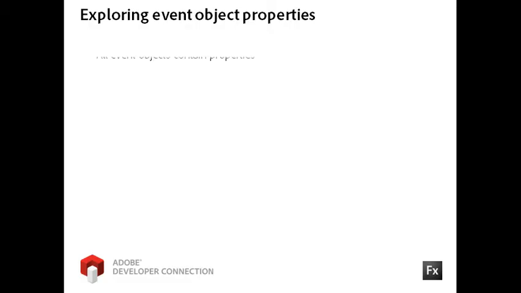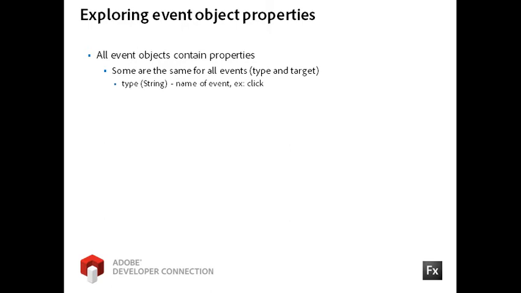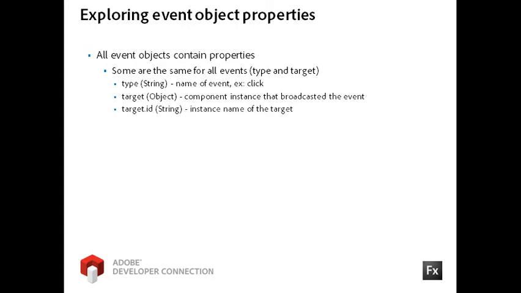As I mentioned before, every event object is an instance of the event class and contains certain properties that exist for every event. The event type is a string value that tells us what type of event was fired, for example, click when the user clicks on a control. The target property is an object with information about the component instance that broadcasted or dispatched the event. This target object includes the ID property, which is the name of the target. In my example, this would return the instance names for either of the date chooser controls, which are pickup date or return date.